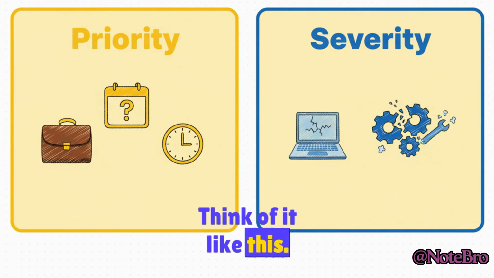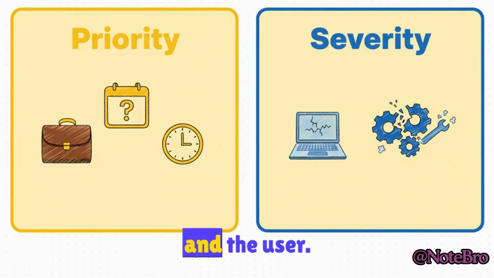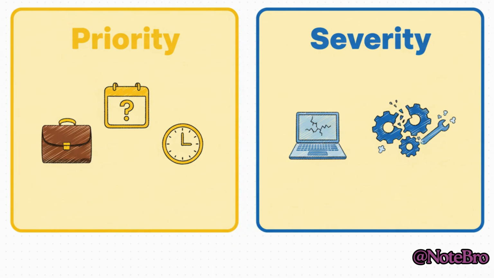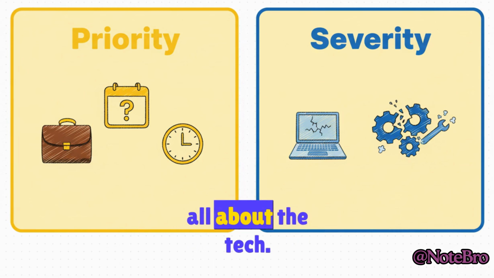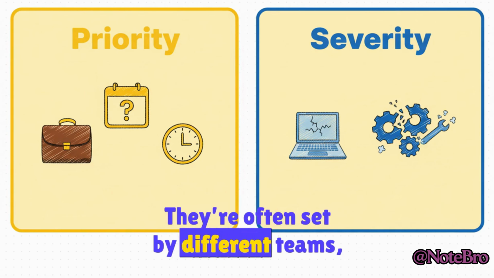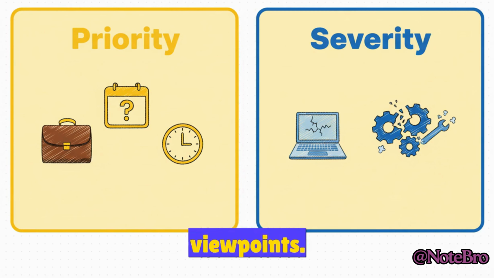Think of it like this. Priority is all about the business and the user. It answers one simple question: when should we fix this? Severity, on the other hand, is all about the tech. It asks, how bad is the break really? They're often set by different teams, and they come from completely different viewpoints.